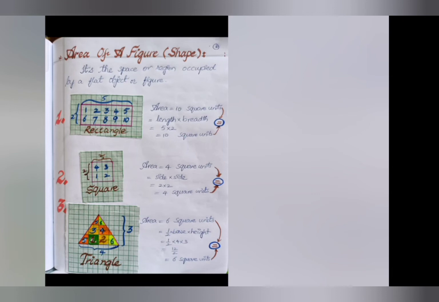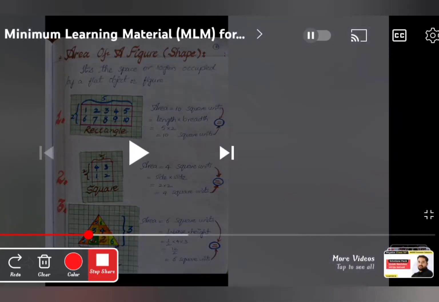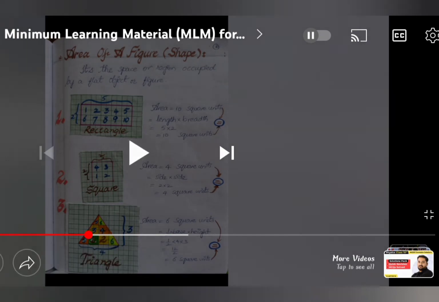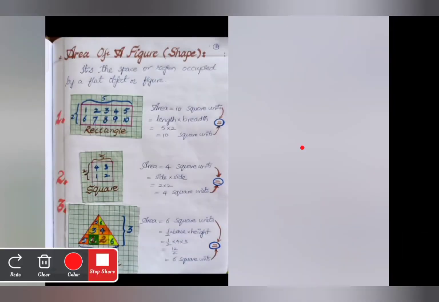Now see area of a figure. What is meant by area of a figure? Already in 5th class we discussed this also: how to find out the area of your palm, area of your textbook, and area of your classroom. So here once again we are going to revise the area concept. So what is meant by area? Area is nothing but the space or the region occupied by a flat shape. Means area is the space occupied by an object or by a shape.